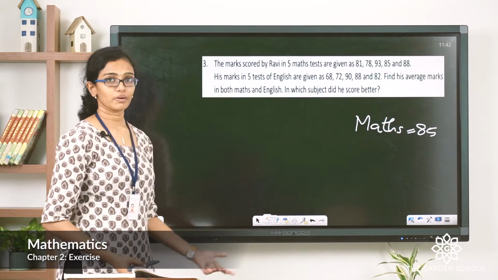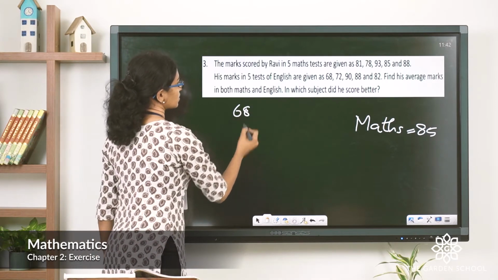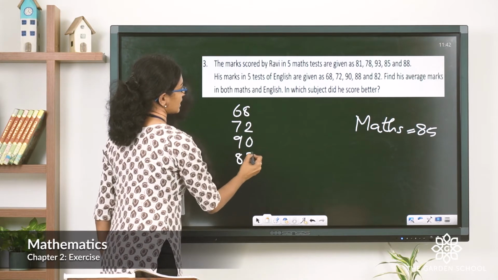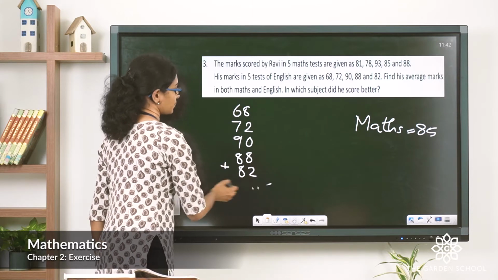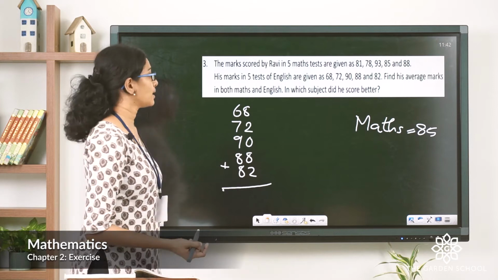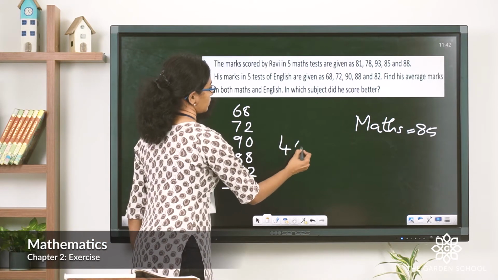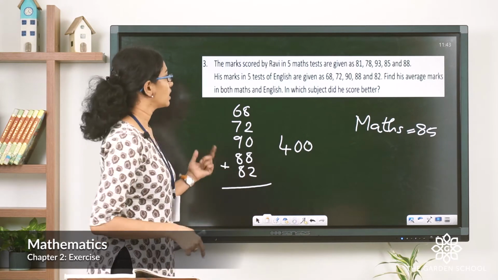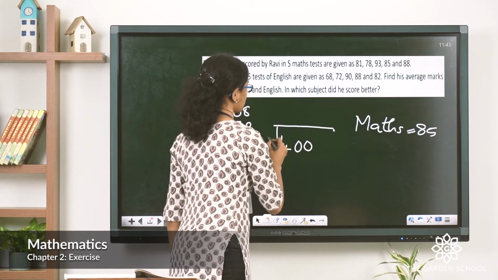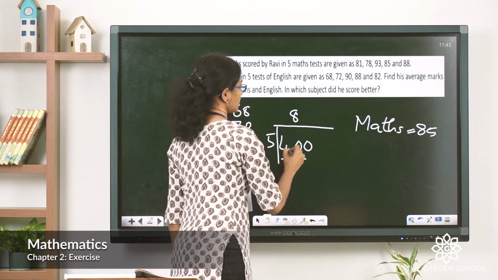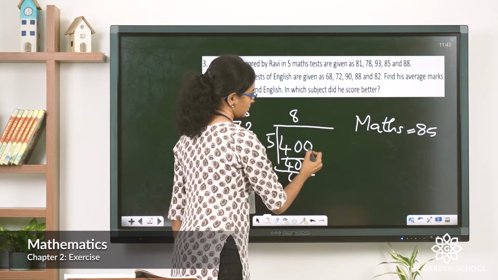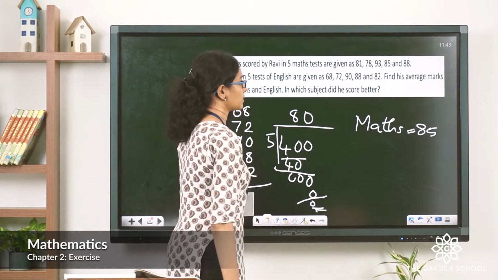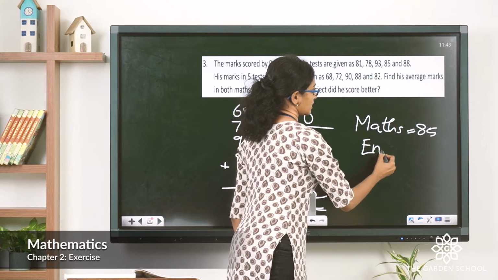Now let's find out what is the average marks he scored in English. So let's add up all the marks he got in all the 5 exams or tests. So 68 plus 72 plus 90 plus 88 and 82. Adding all these will give you a sum which is equal to 400. Now let's find out the average marks he scored in English. For that, let's divide this 400 by 5. So 8 5s are 40. Bringing the 0 down, let's put a 0 here. 5 zeros are 0. So what is the average marks in English? It is 80.